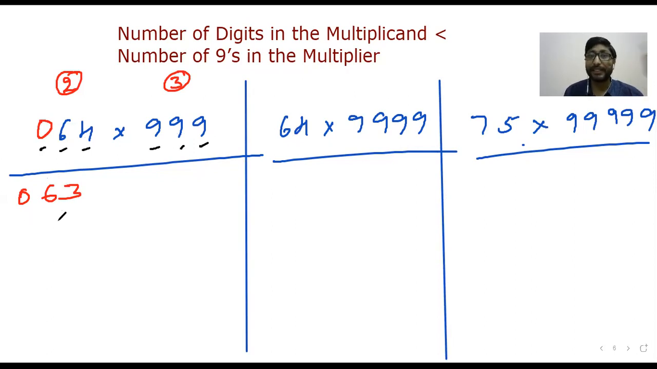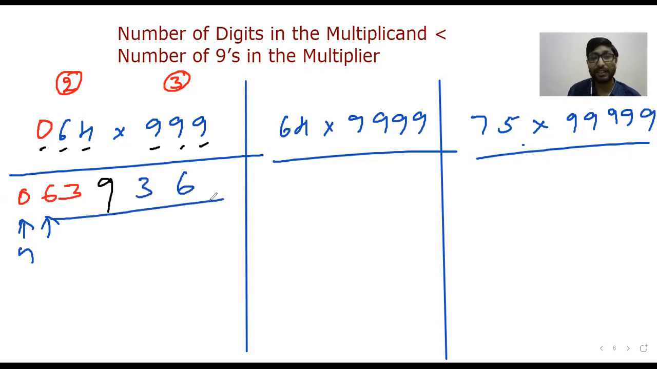0, 6, 3, subtract from 9. Subtract every digit from 9. 9 minus 0, 9. 9 minus 6, 3. 9 minus 3, 6 is the answer.